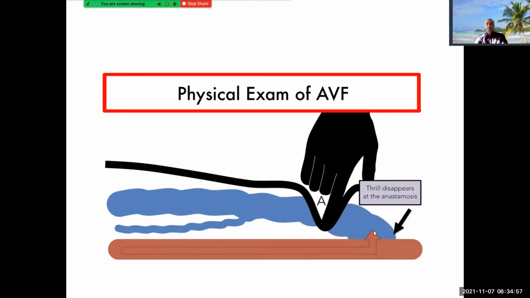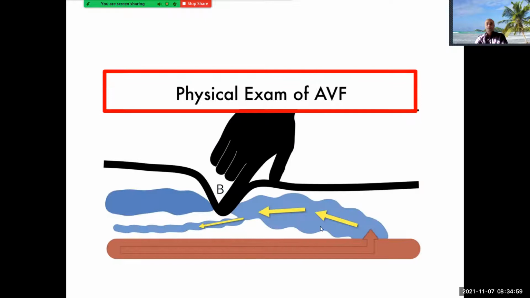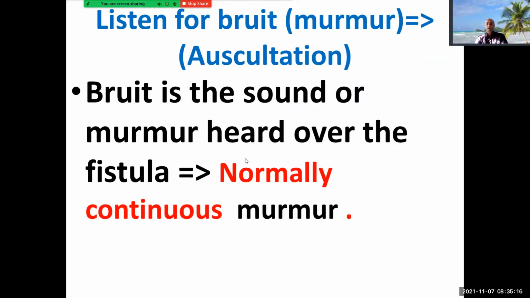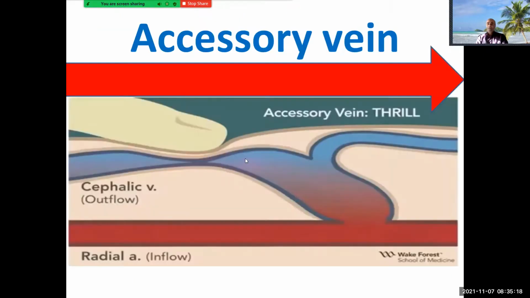Again, if you press here, no thrill now. If you press here, there is still a thrill running here. Just for more clarification: if you press here and the accessory vein is here, the thrill is still working, and in the fistula, maybe this accessory vein in this area needs to be occluded or coil embolization as a vascular preparation for that. I hope that's clear.